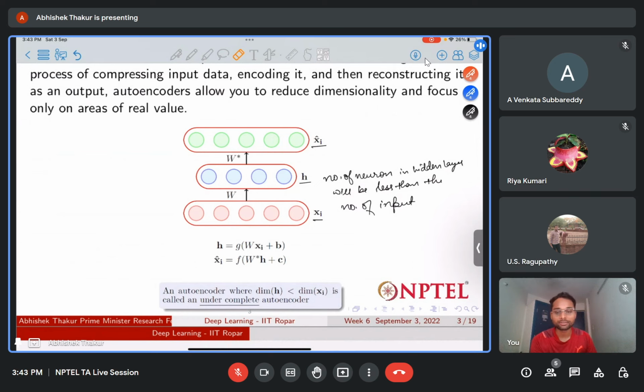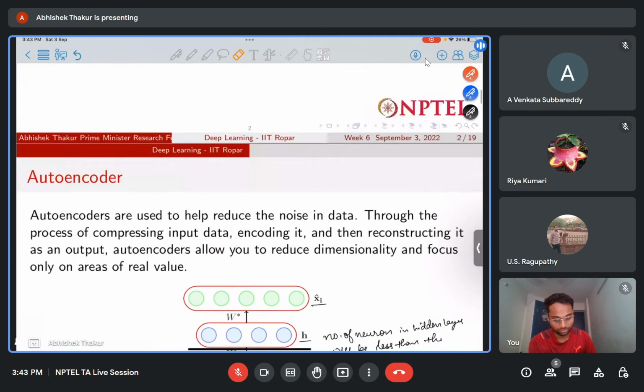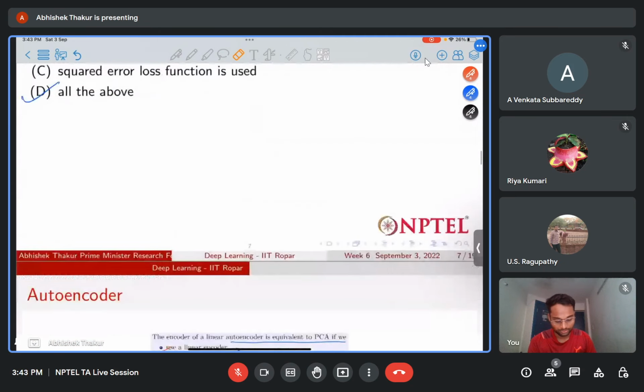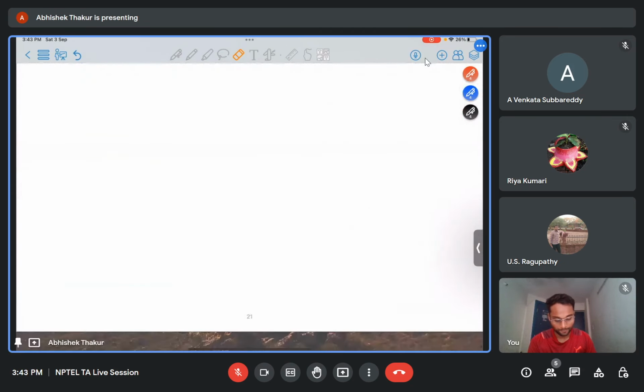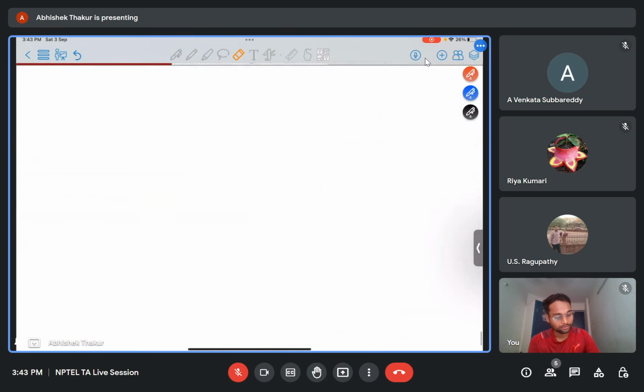And also we have not discussed much about the over complete autoencoder. So let's discuss it because then it will be clear.